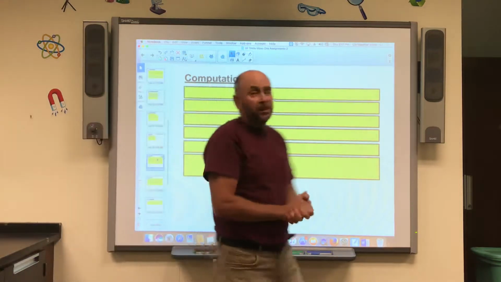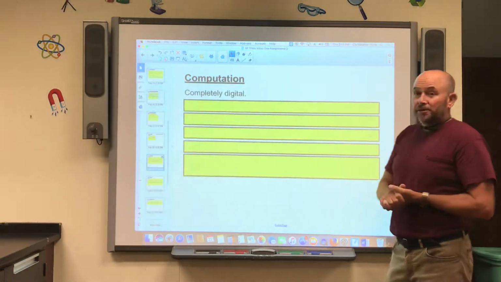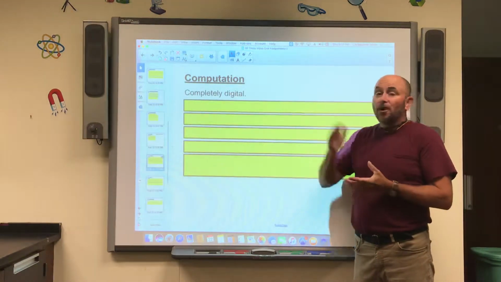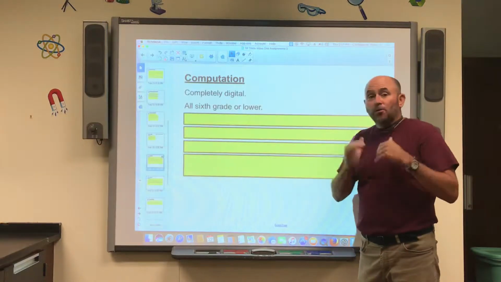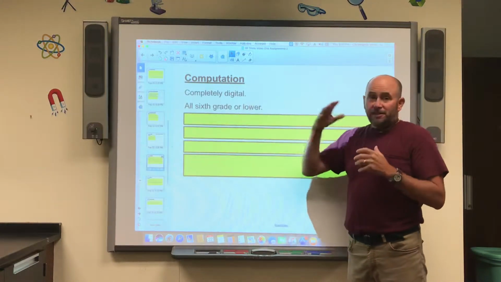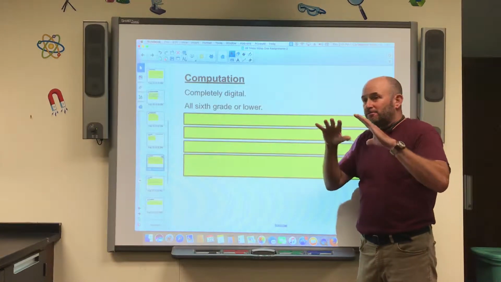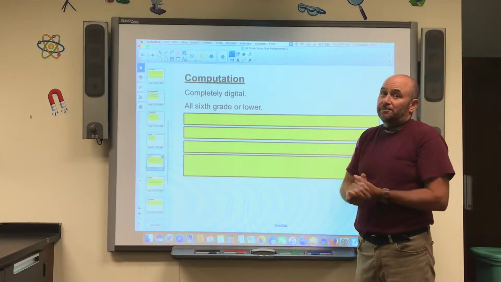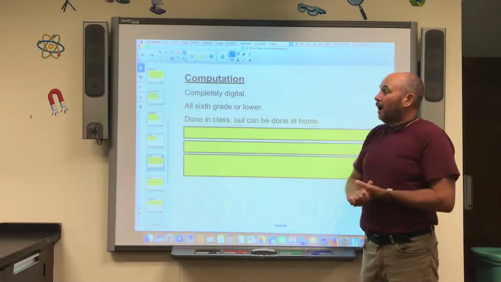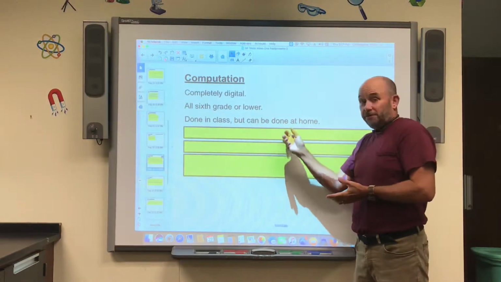Computation. Computation is an important skill in mathematics, and so we regularly do a digital computation activity. All 6th grade or lower. In other words, the math is not going to be any more difficult than starting level 6th grade math, okay, or end of the year 6th grade math once we've learned it. It is done in class, but it can also be done at home if you have the internet.